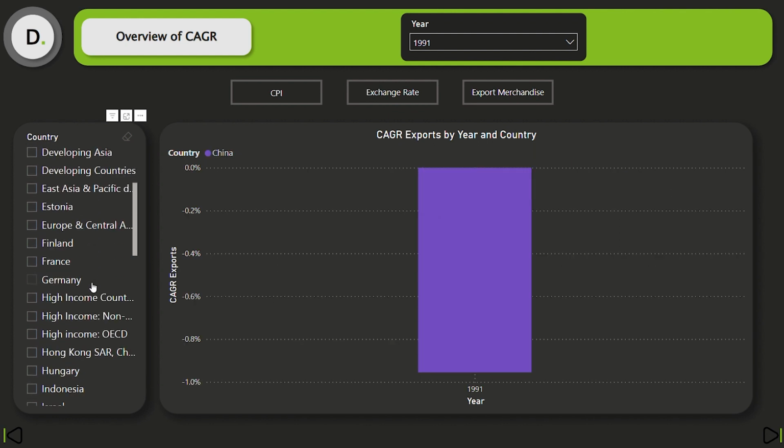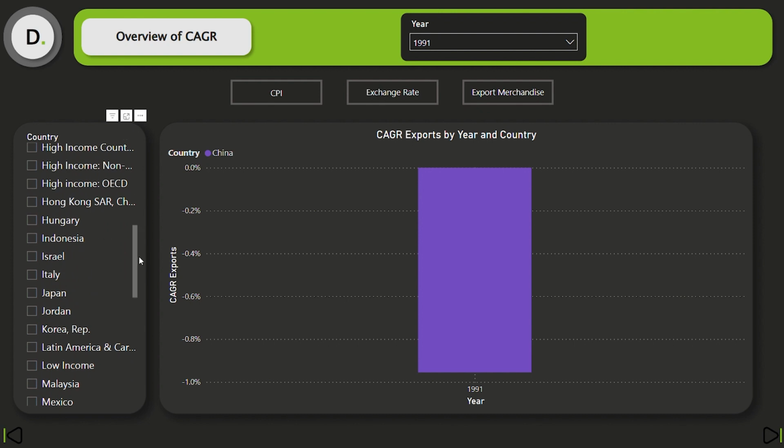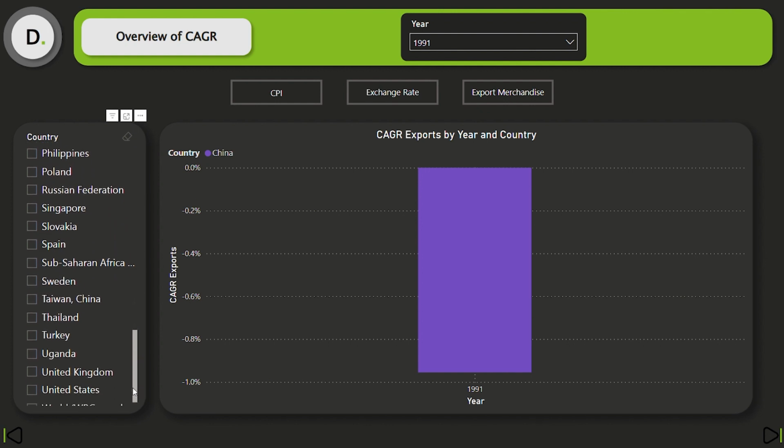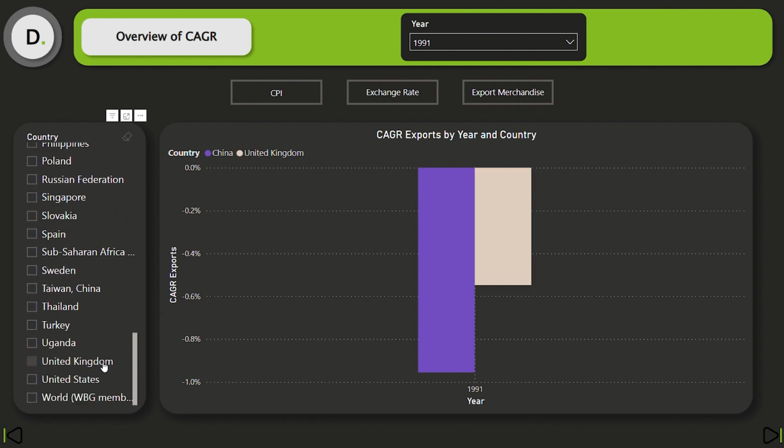Let's take China, and we take United Kingdom as well. That's right. So, excitingly, we see that the CAGR of China and the United Kingdom falls on the negative side of the percentage. That is near to minus 1% for China, and minus 0.5% for United Kingdom.